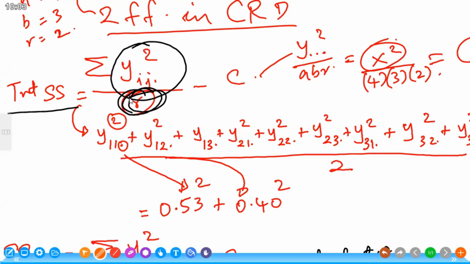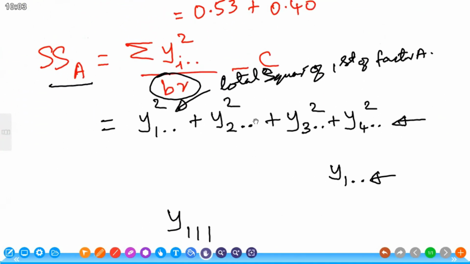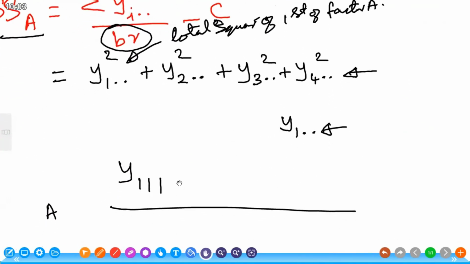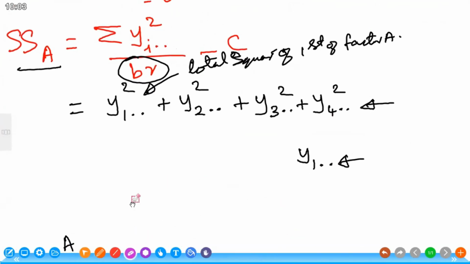Is it clear? Now you can calculate this sums of square of A. Any problem with sums of square of A to anyone? I showed you the guideline. Now you can calculate the sums of square of B. What is the formula?